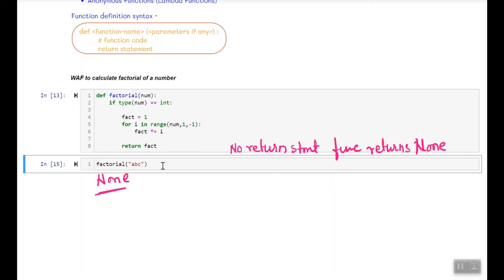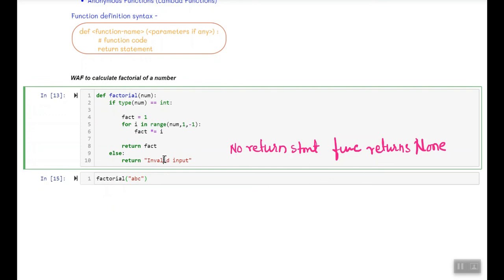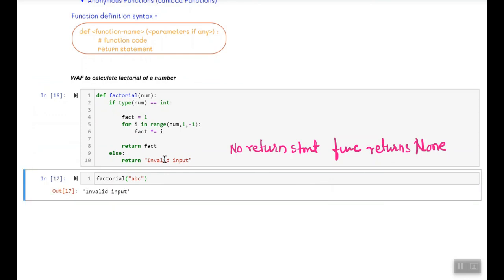When the parameter is not an integer object, we don't want the function to return a None value. So let us try to add an else part to this. So we write here else. After execution of this program, we can see that instead of None, it is returning the string object which we are trying to return using the else statement.